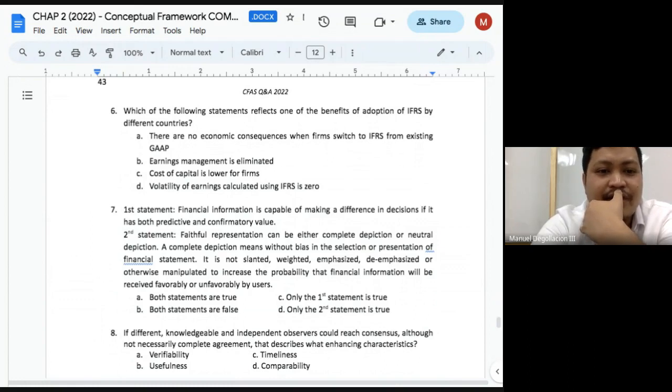Yeah, letter A is definitely wrong. There's definitely benefits from adopting IFRS instead of generally accepted accounting procedures. Earnings management is not eliminated. And definitely letter D is also wrong. You cannot bring volatility of earnings to zero. The standard is incapable of removing fluctuations or volatility of your earnings.